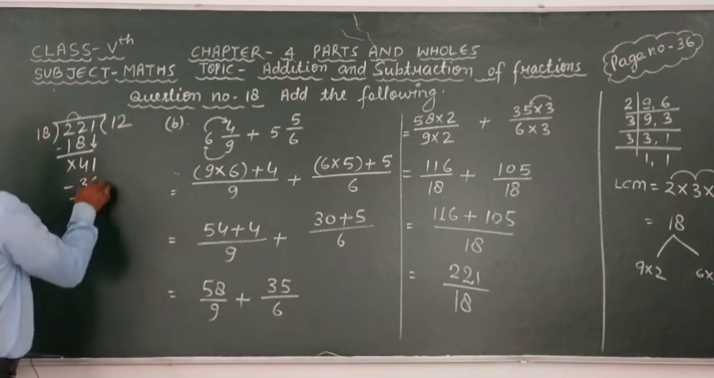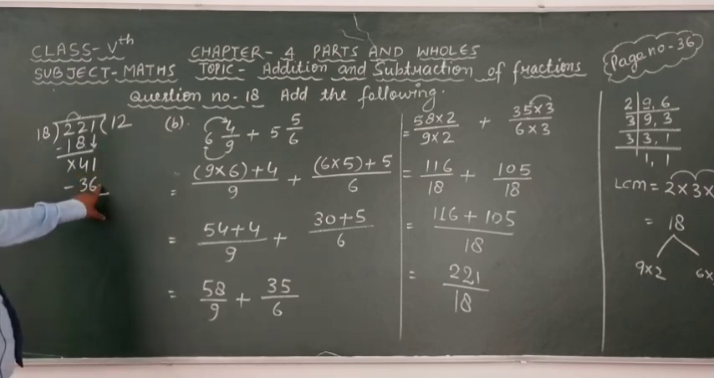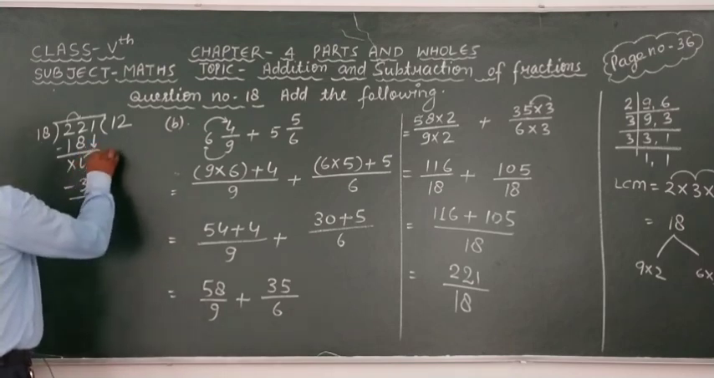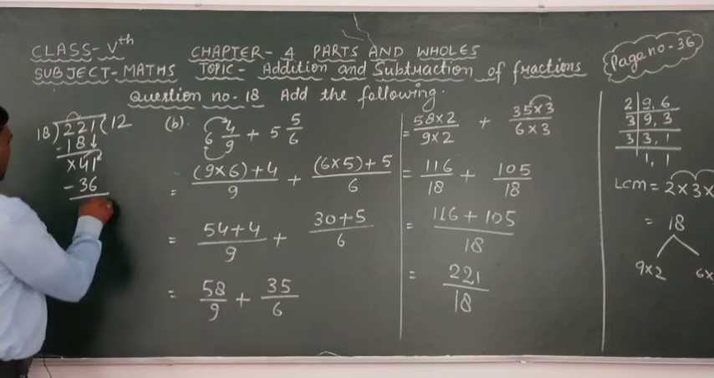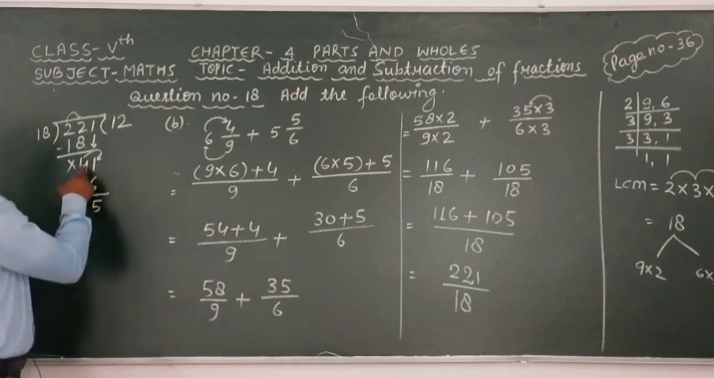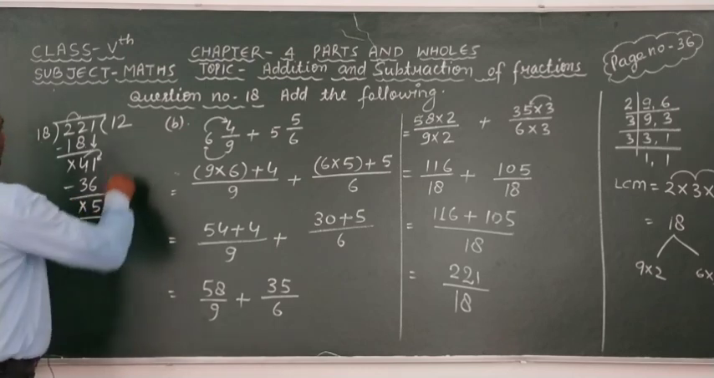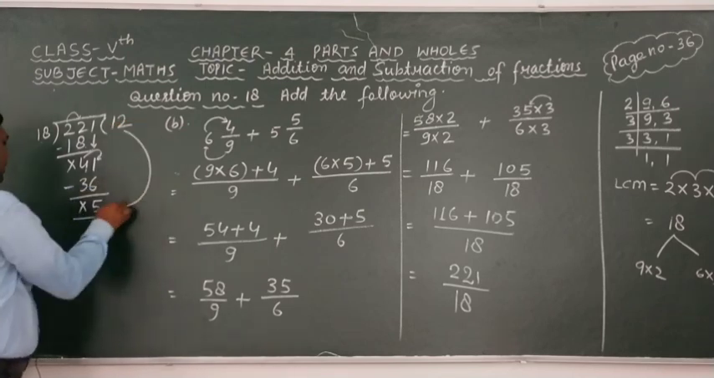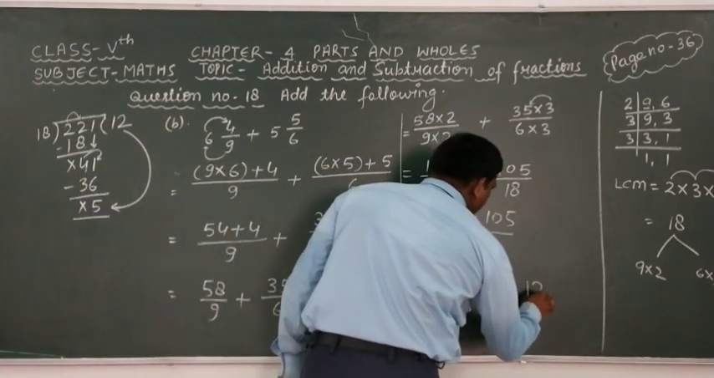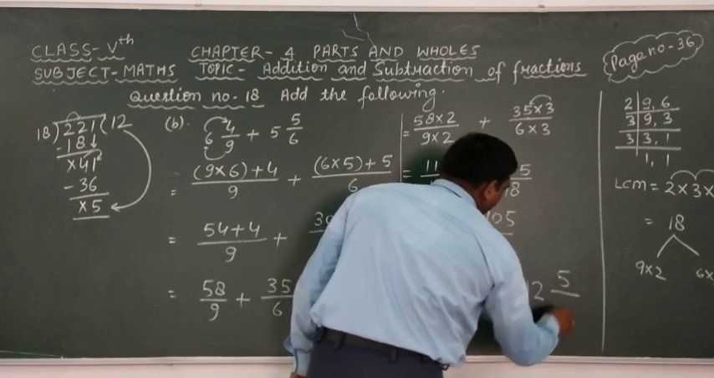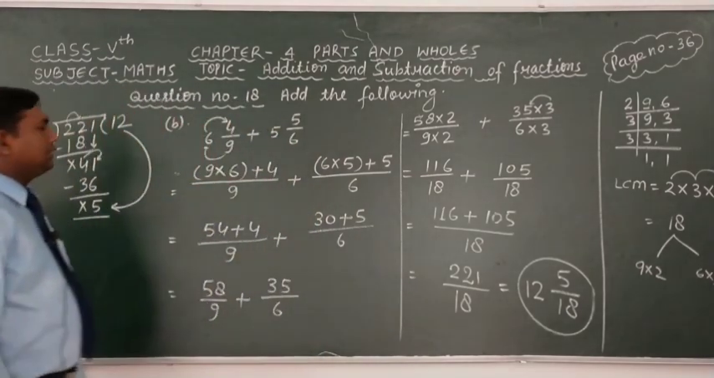After subtracting these we get here 1, here 6, we know that 1 is less than 6, therefore we borrow one from 4 and this makes 11, 11 minus 6 is 5. Here we get 3 in place of 4, 3 minus 3 is 0, it cancels out. Then the mixed fraction is 12 and 5 over 18. This is the answer of this question.